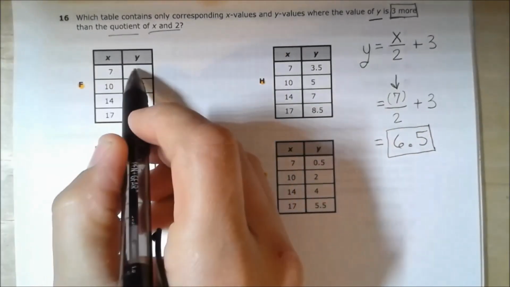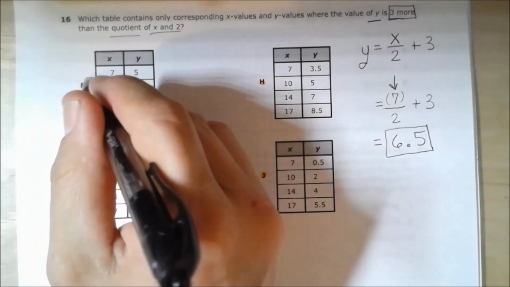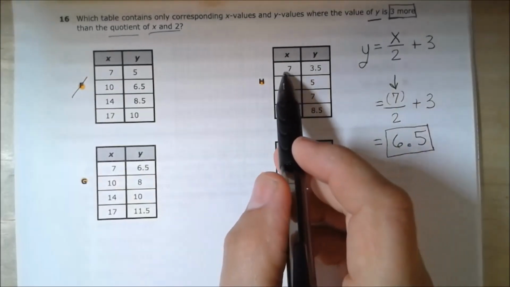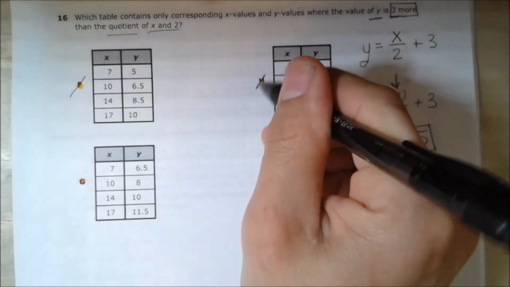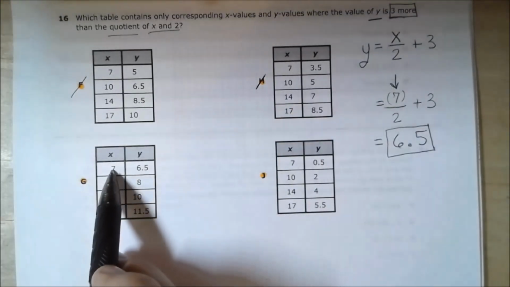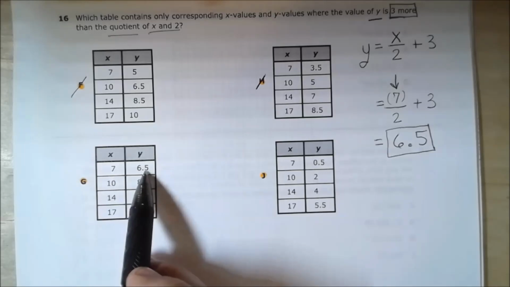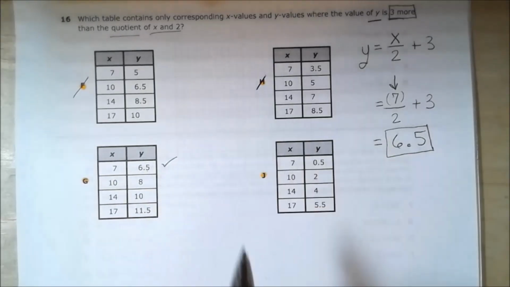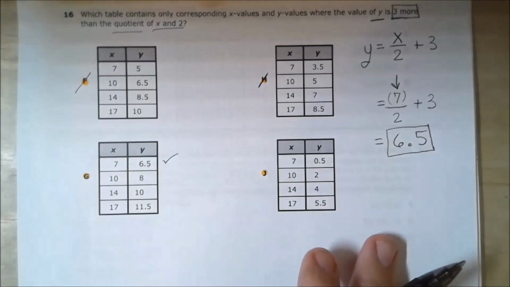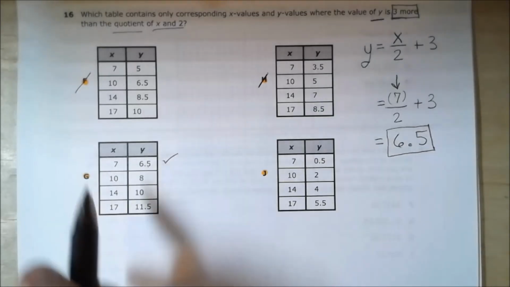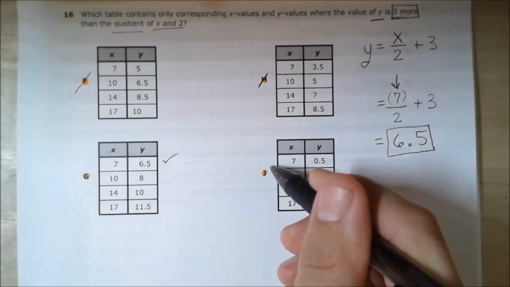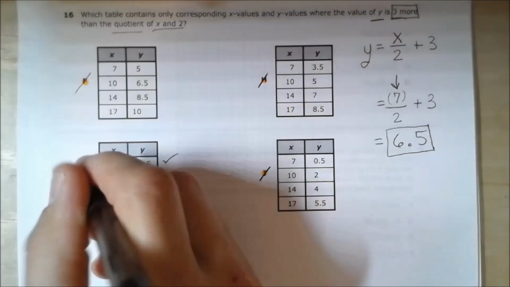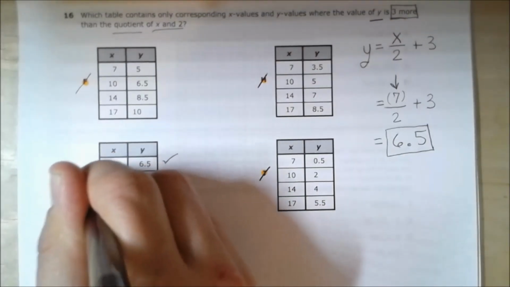When x is 7, y is 5. Well, that's incorrect. Can't be F. When x is 7, y is 3.5. Well, that's a big difference. When x is 7, y is 6.5. Okay, this one's correct. Now I'm going to check the last one just to make sure, because this might be the only answer that has 6.5. It might not be. 7 and 0.5. Okay, well that rules that one out. So G is the correct answer.